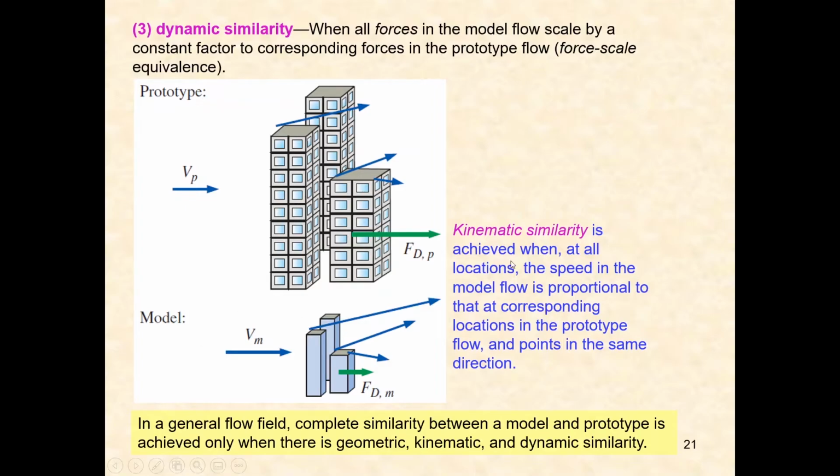Okay, and kinematic similarity will only be achieved at all locations when the speed in the model flow is proportional to that at corresponding locations in the prototype flow and points in the same direction. So we have a velocity in the prototype situation and a velocity in the model situation. They are actually different. Usually when you scale down this building, the size of the building for the model, we require Vm to be higher to achieve this kinematic similarity. So you can see that all the directions of the fluid when it interacts with the body have a similar angle as the prototype.